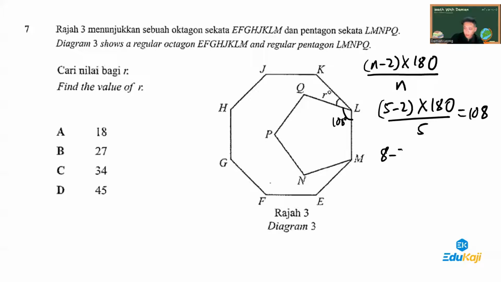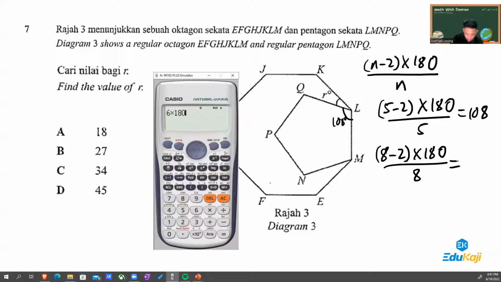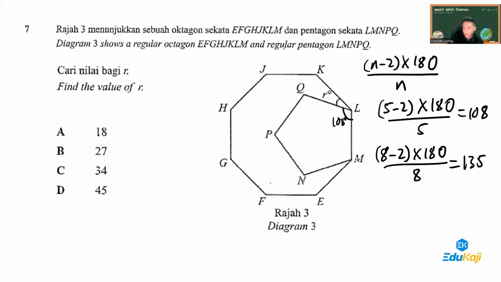Then for the octagon, 8 minus 2 times 180 divided by 8, which will be 6 times 180 divided by 8, which is 135. So this is also an interior angle. It is 135. So if I know here is 135, here is 108, the R here would basically be 135 minus 108, which is 27. Answer B. That's question 7.